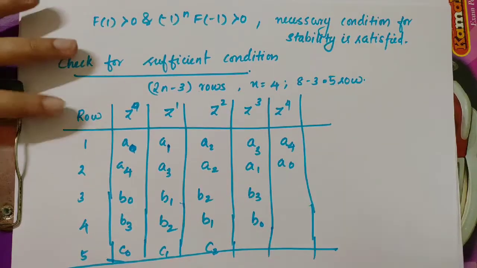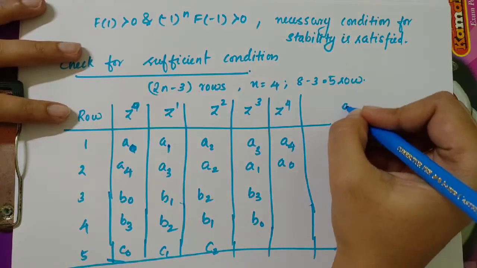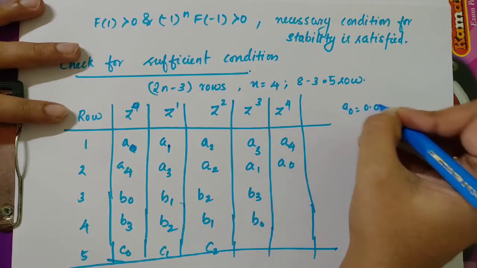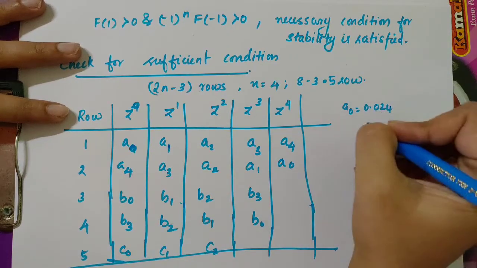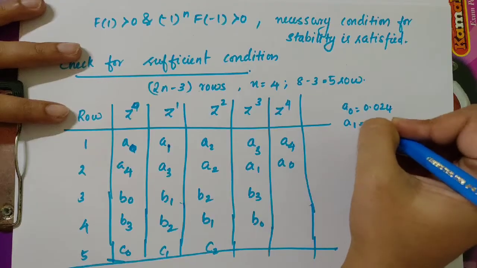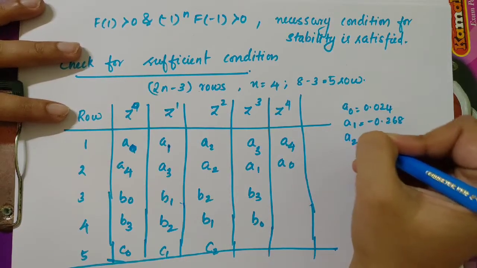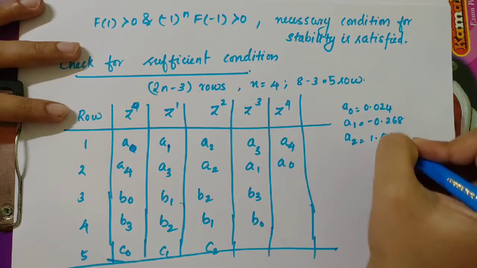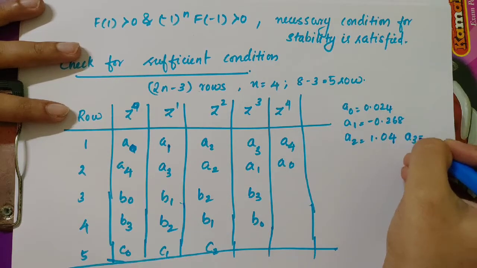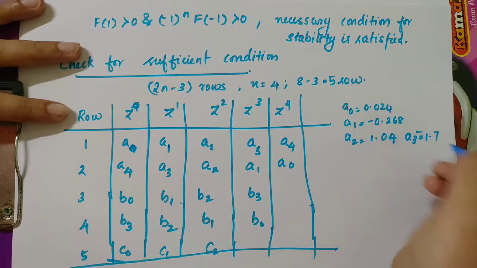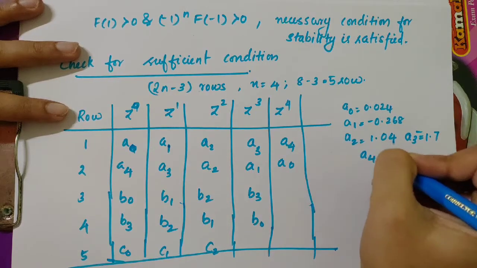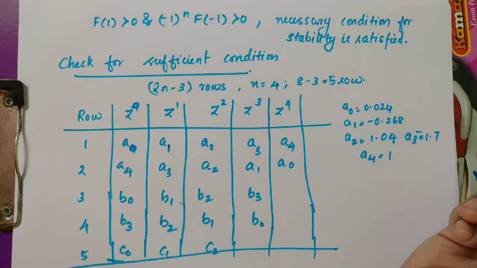Now what is A0? A0 is 0.024, A1 is minus 0.268, A2 is 1.04, A3 is minus 1.7 and A4 is 1.